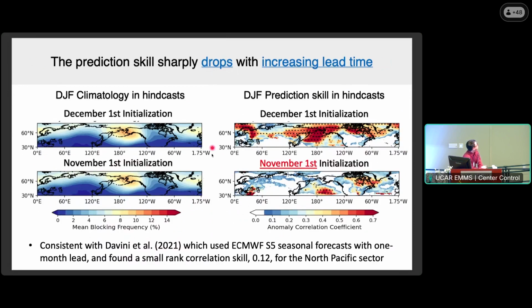So the bottom panels now show the same climatology and prediction skill, but with the November 1st initialization. And we see that the climatology largely remains the same as in the December 1st initialization, but the prediction skill now becomes moderate. And this result is consistent with Davini et al. 2021, which used the ECMWF seasonal forecast with 1 month lead. And they also found a small rank correlation skill for the North Pacific high latitude blocking.